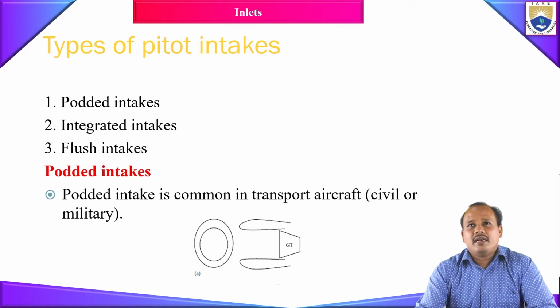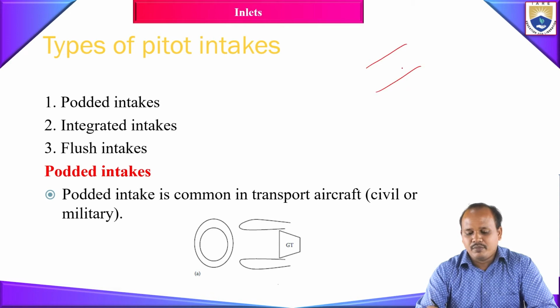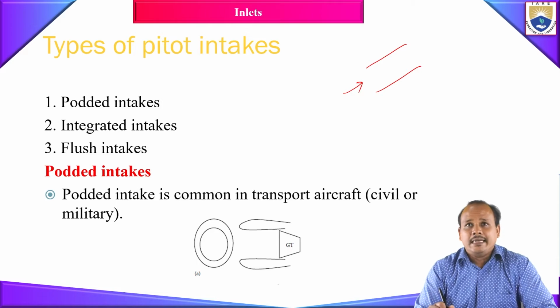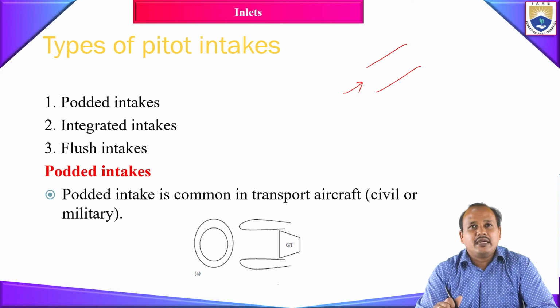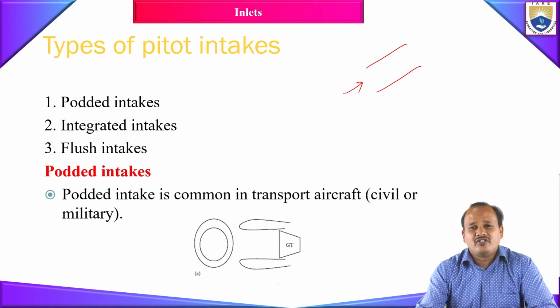So what is this pitot intake? You know what a pitot tube is, right? A simple duct in which the flow will enter. Your intake is also kind of similar to this pitot tube. That's why we call this the pitot intake. Okay, so we have three types of pitot intake: one is a ported intake, an integrated intake, and then a flush intake. Okay, so this ported intake we use in different aircraft, the integrated intake we use in different aircraft, and the flush intake we use in different applications.